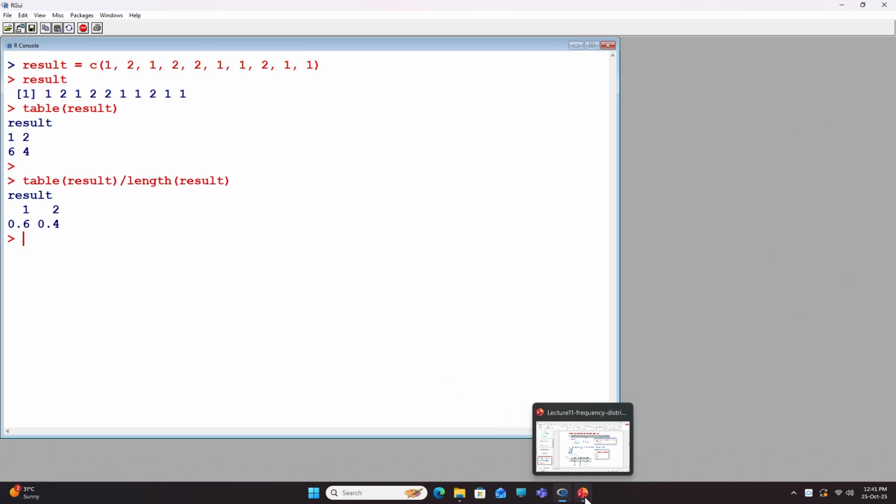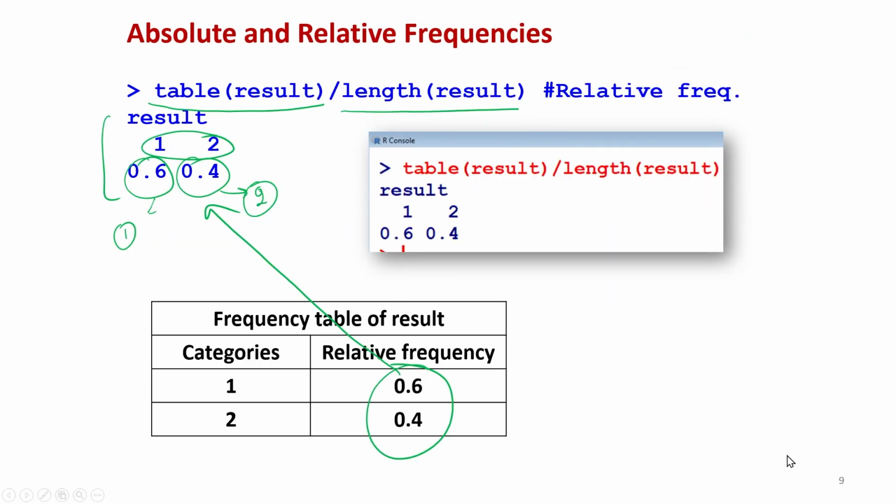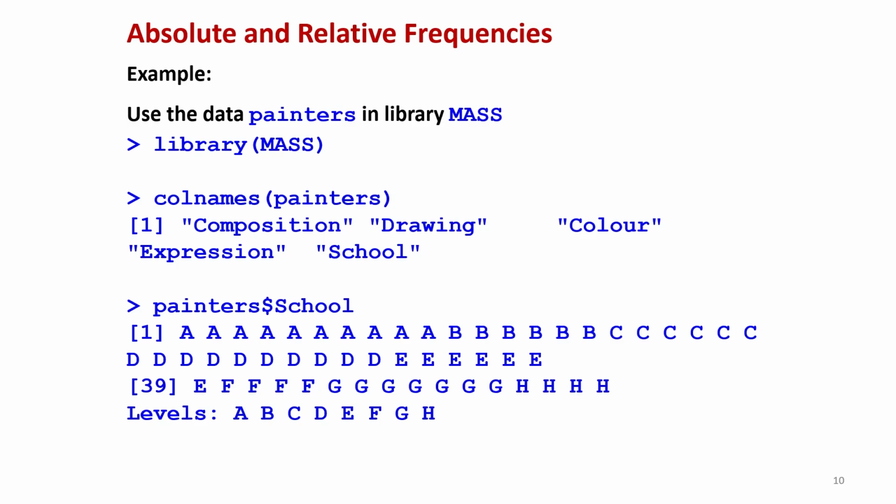Okay. So now just to convince you more, let me take one more data set which we have used in the past in our lectures. This was the data set painters, and it was available in the built-in library MASS, M-A-S-S.